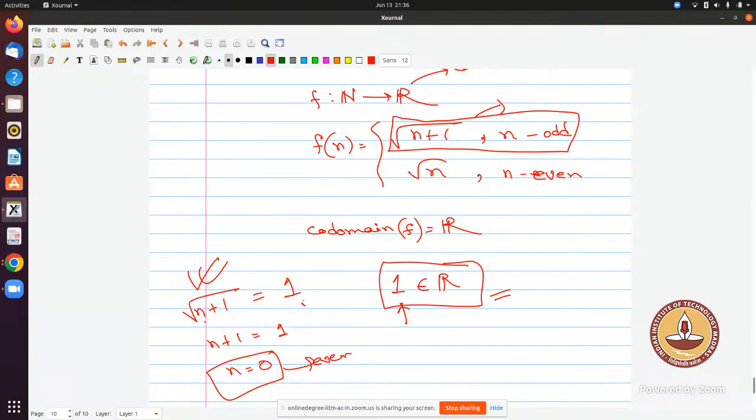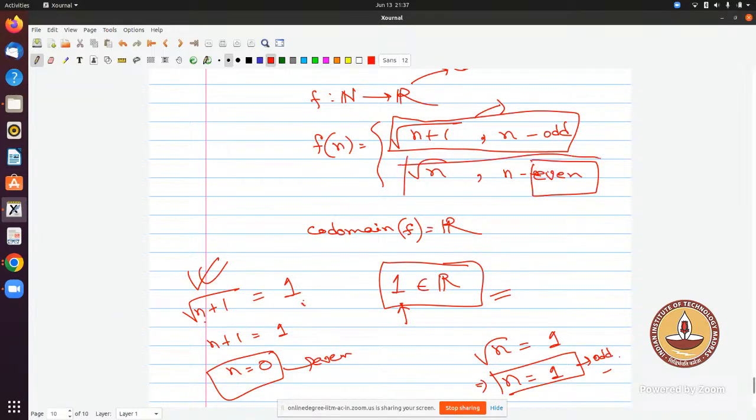What about the second one? Can this give 1 as an output? If this gives 1 as an output, then n is neither even nor odd, sir. 1 is not even. Now this is odd, but it happens for what? It happens for even numbers. So this also cannot give 1 as an output. So there is no such n for which I can get 1 as an output.